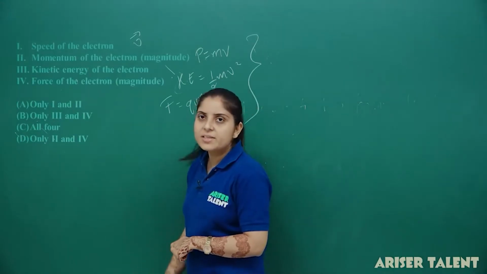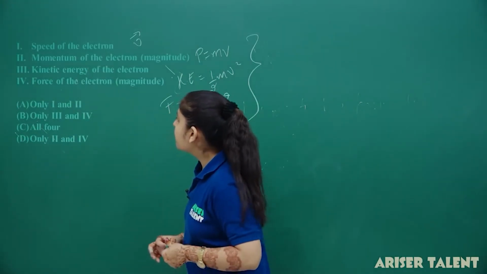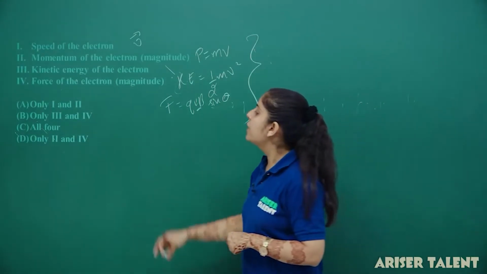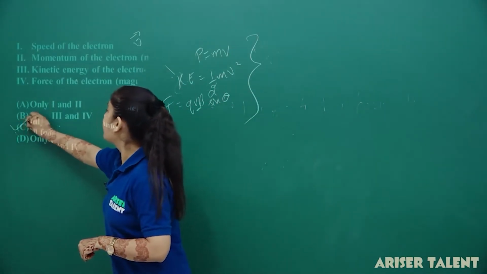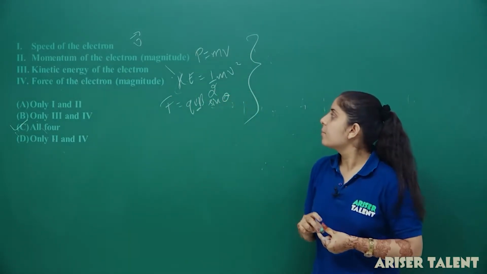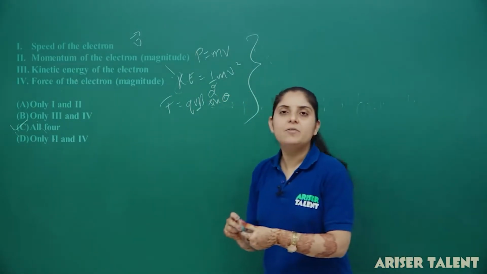So let's check the options here. Only 1 and 2, only 3 and 4, all 4, only 2 and 4. So we have the correct option that all 4. These all 4 quantities are going to remain non-zero. So this is again a very different question we have.